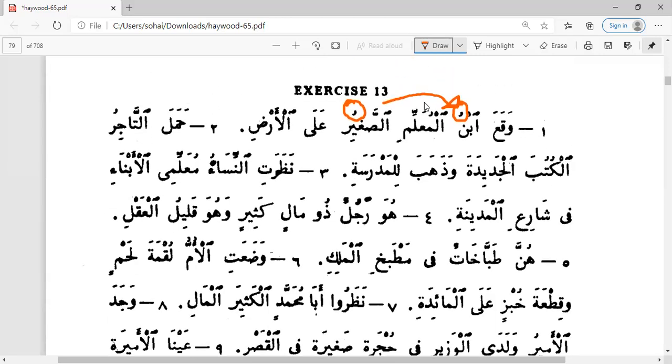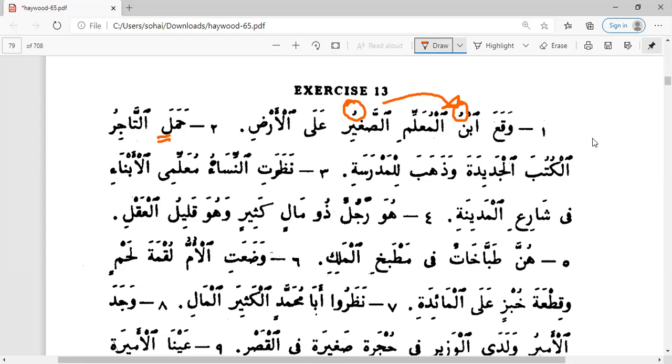Nilofer, you want to do this one? Sir. حمل التاجر الكتب الجديدة وذهب للمدرسة. حمل means to carry or to bear. To carry. التاجر. الكتب means... No. What's كتب, Nadir? The books. Yes, kutub is books, the broken plural of kitabun.